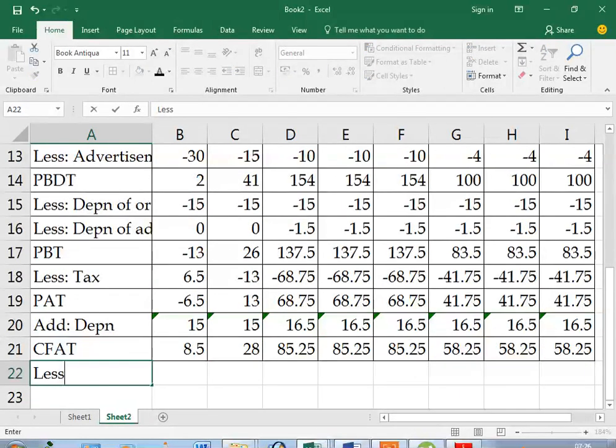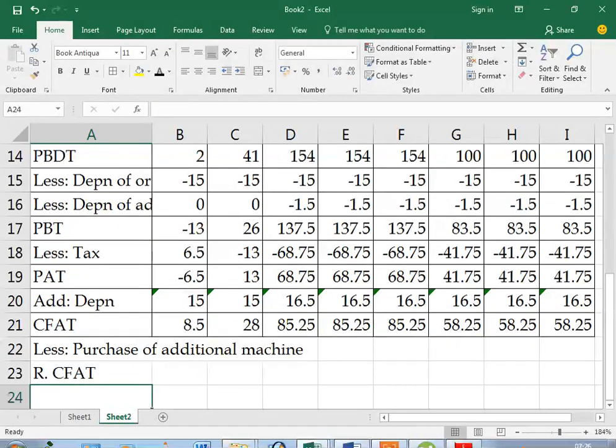Less purchase of additional machine. Please capture that. And revised CFAT. Less purchase of additional machine.